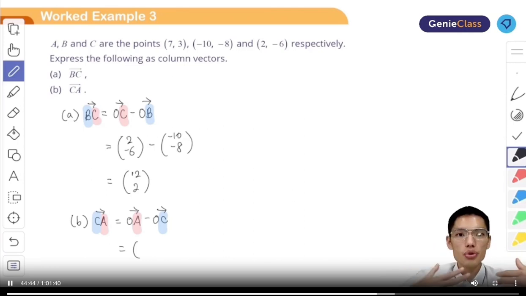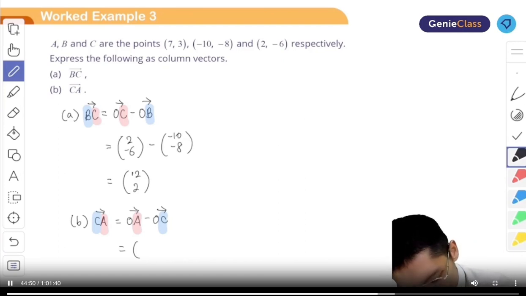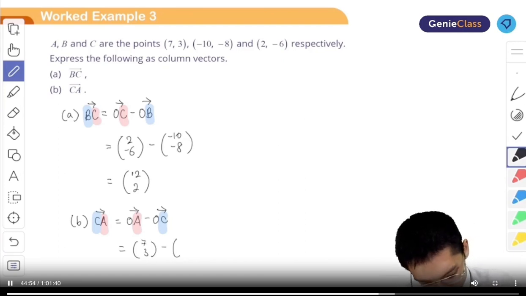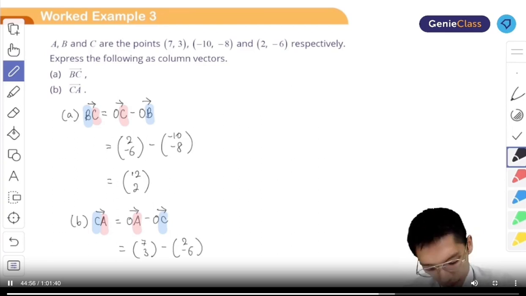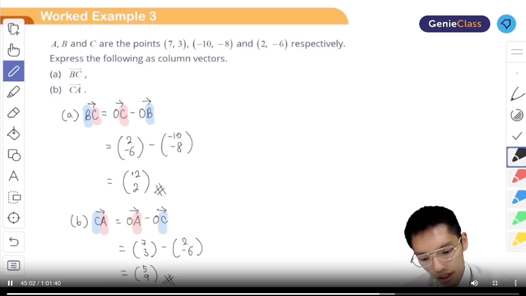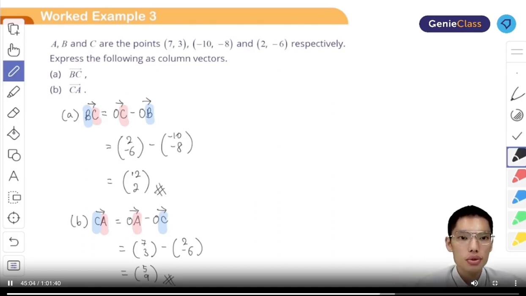Once you know these vectors, you realize you don't have to convert anything. It's quite confusing because you have to multiply by a negative sign. OA is going to be 7, 3, minus OC, which is 2, negative 6. This gives me subtracting 5 and 9. Okay, so this is actually the trend to solve for my column vectors using position vectors over here.